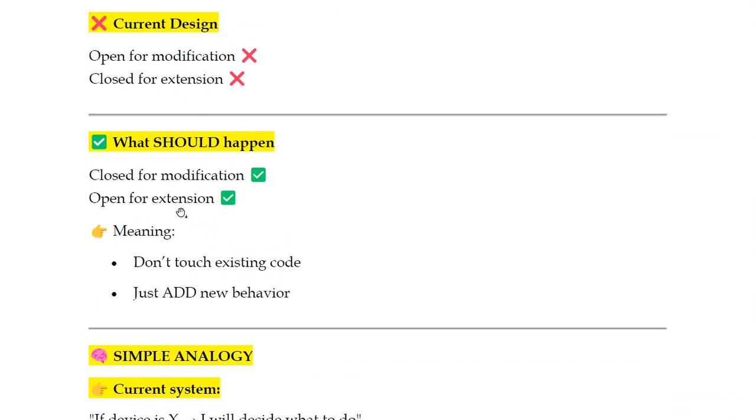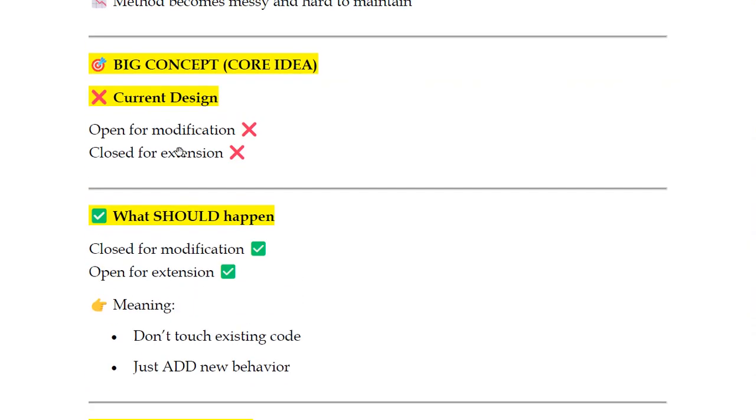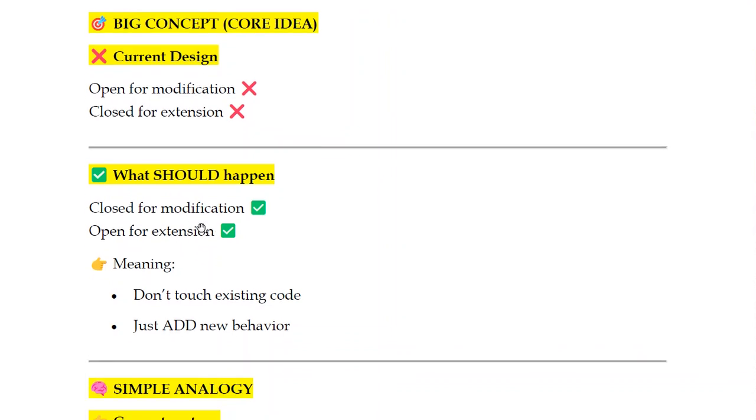So what should happen? What is the open close principle? Open for extension. Mark my words, the code should be open for extension. But what you are doing is open for modification. When new devices are coming, you are doing modification, which should not be recommended. So always keep the code open for extension, not modification. It should be open for extension, closed for modification. That means don't touch the existing code, just add new behavior. This is what they are telling.